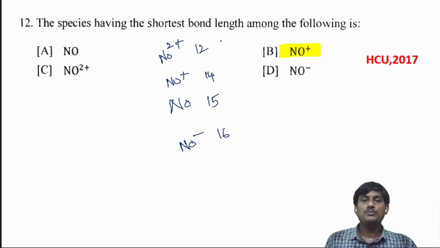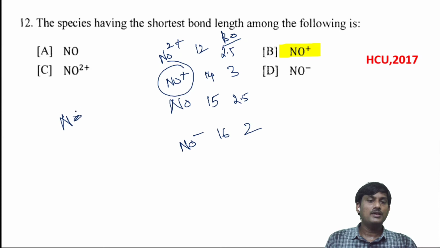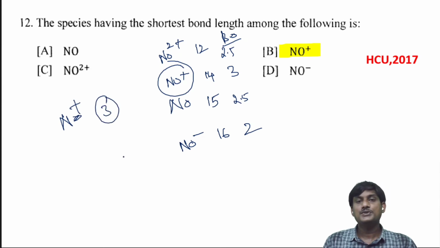For 14 electrons, what is the bond order? It's 3. 16 electrons, it's 2. 15 electrons is in between, 2.5. Here also 2.5. If you take bond order, the one with less bond order has more bond length. The one with more bond order has less bond length. Suppose you take NO plus, this one has more bond order, it has 3 bond order. So the bond length will be least for NO plus.